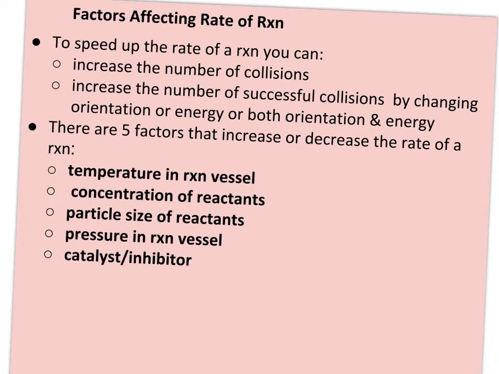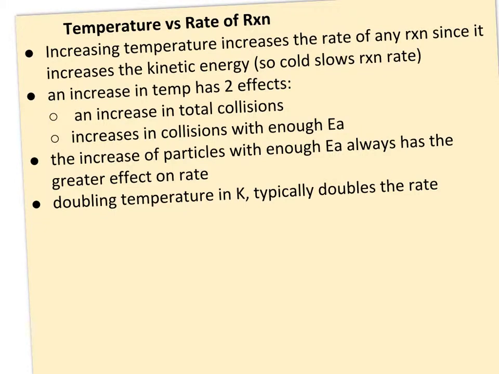Welcome. This is the fourth and final video for Chapter 6 on kinetics in thermochemistry. So at the end of the third video, we were talking about factors affecting the rate of reaction, and you need to increase the number of collisions, and specifically you'd like to increase the number of successful collisions by changing the orientation or the energy or both orientation and energy. And there's 5 ways this can be done: temperature, concentration of reactants, particle size of reactants, pressure, or using a catalyst or inhibitor. So let's take a look at each one.